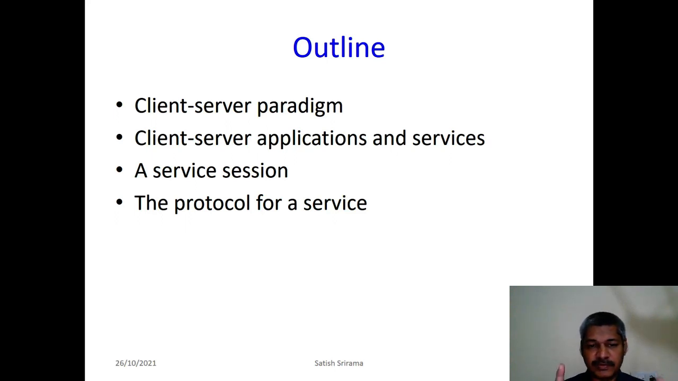So what is the communication between the client and server, and the protocol for a service. We'll be looking at all the concepts as part of this video.